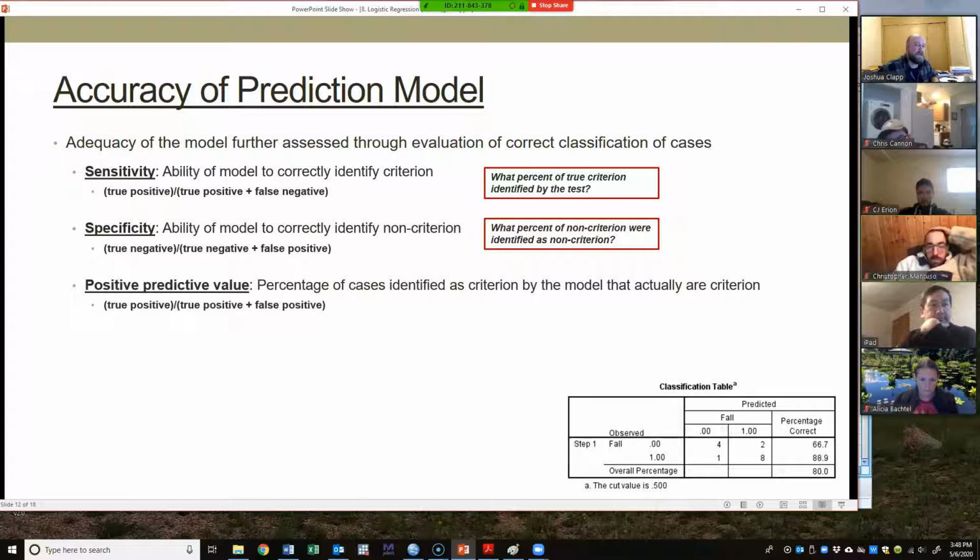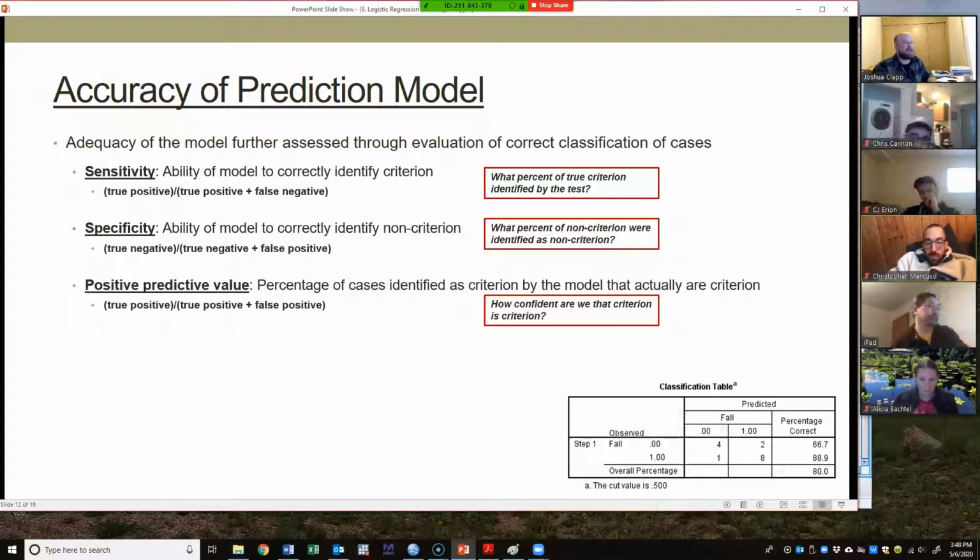We can also look at our positive predictive value. This is the percentage of cases identified as a criterion by the model that actually are criterion. Okay, this is saying how confident are we that the criterion is correct? And this is a little bit different, right? It sounds like sensitivity, but there's a difference in the denominator. Sensitivity says of all the COVID cases, how many did my tests detect, right? And if my test just says everybody has COVID, my sensitivity is awesome, right? Because I captured all of them. But my positive predictive value is going to be really poor because what it's looking at is of the cases that I identified as positive, how many of them actually were positive.